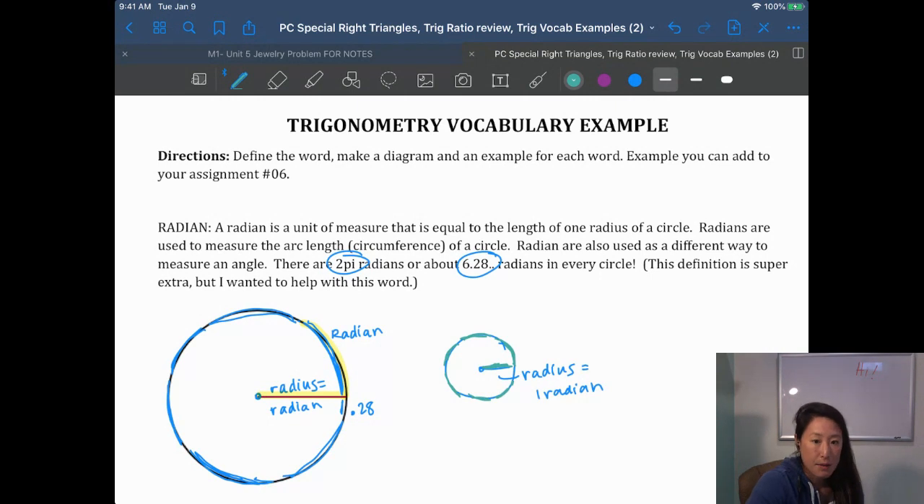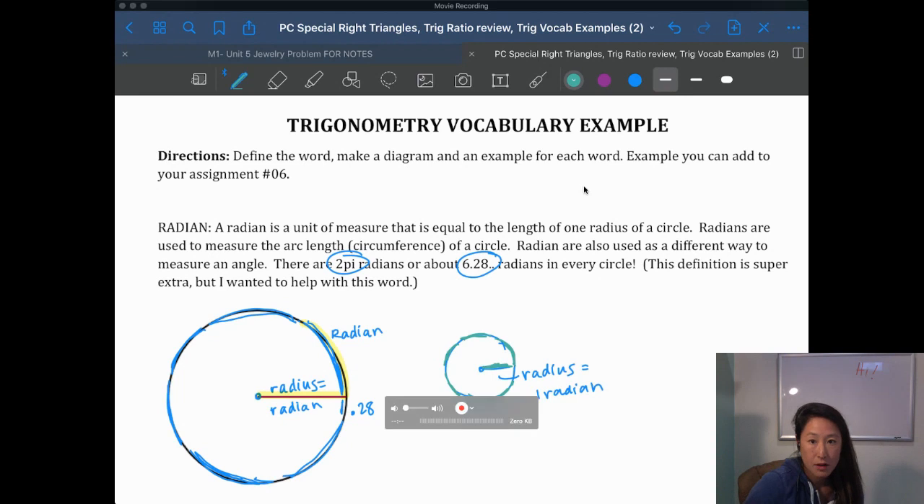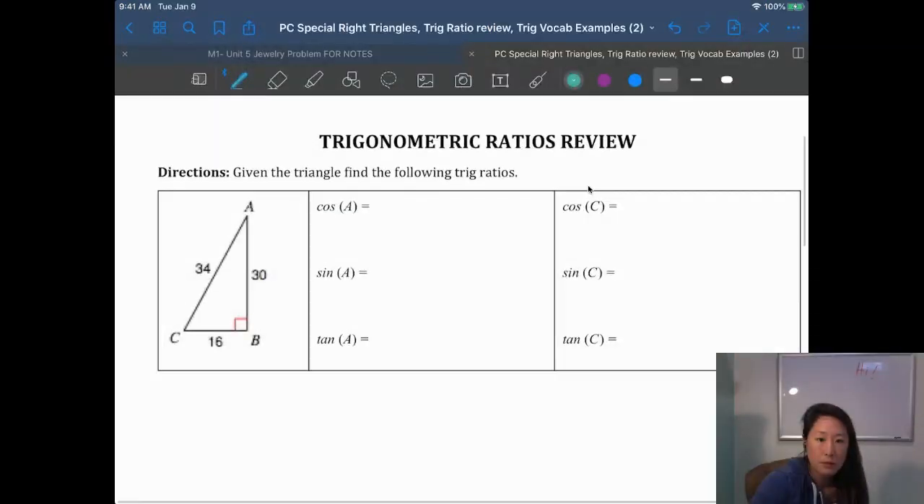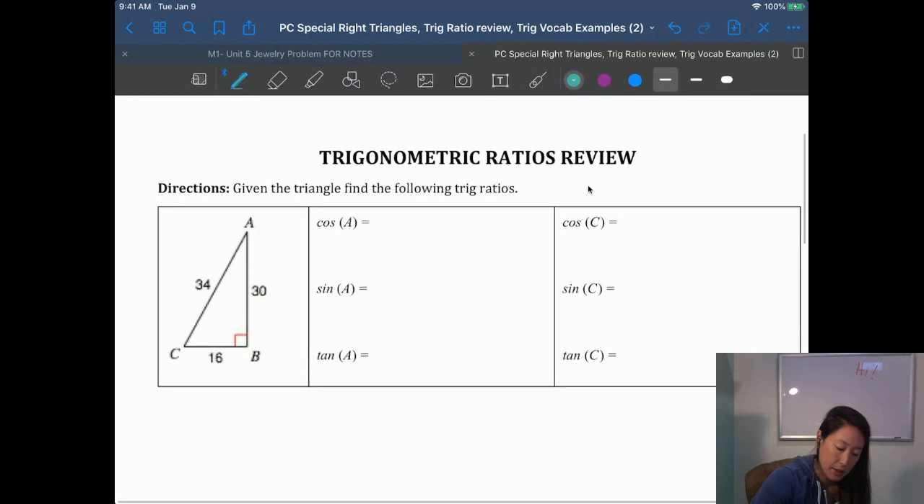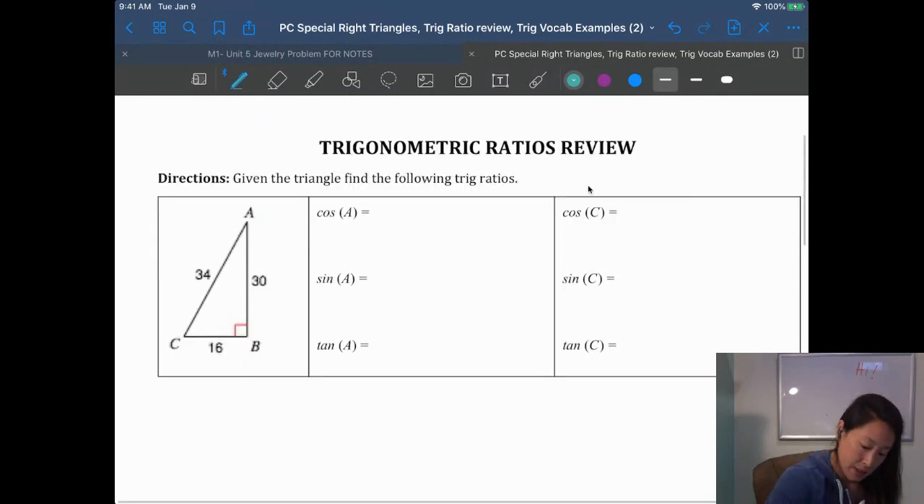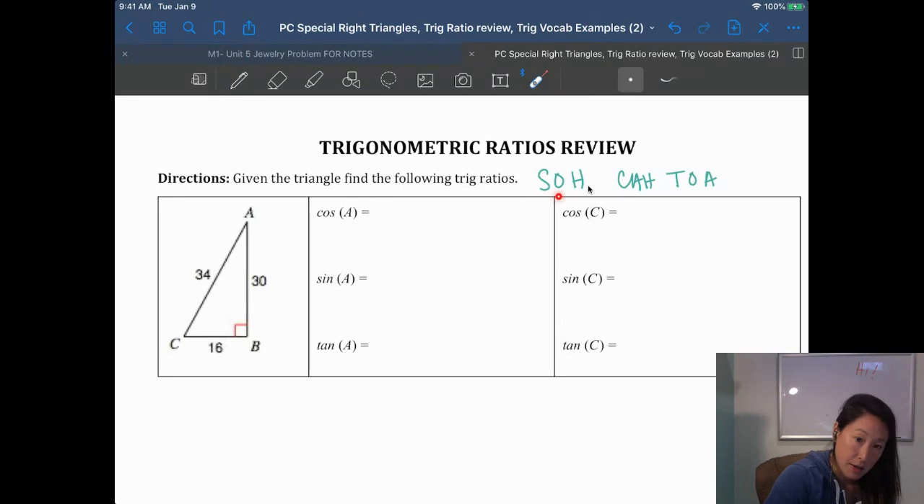Okay, next up. Just a little trig review. You all remember sine, cosine, and tangent from Mr. Ray's class? Yeah. So this is SOHCAHTOA. Sine is opposite over hypotenuse. Cosine is adjacent over hypotenuse. And tangent is opposite over adjacent. All these trig ratios depend on where you're standing.